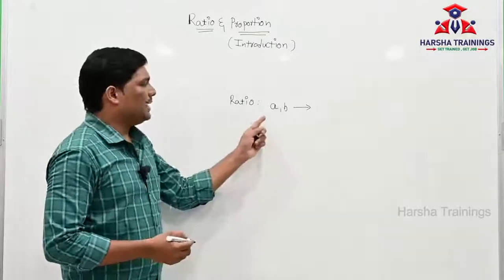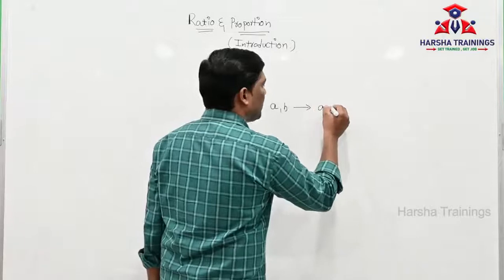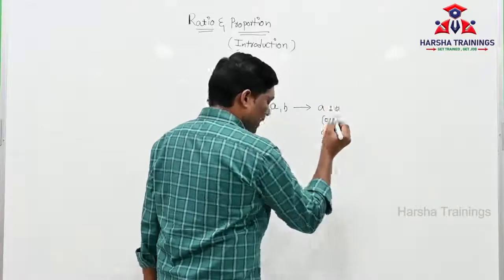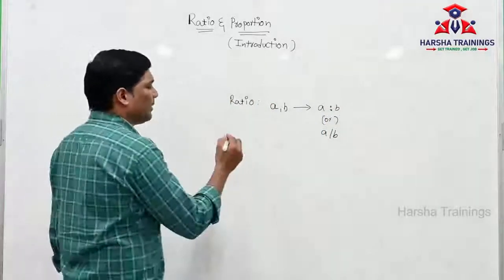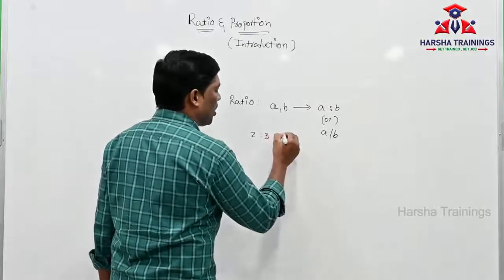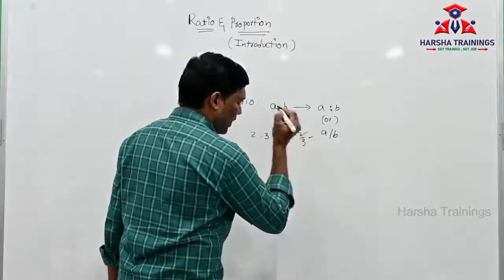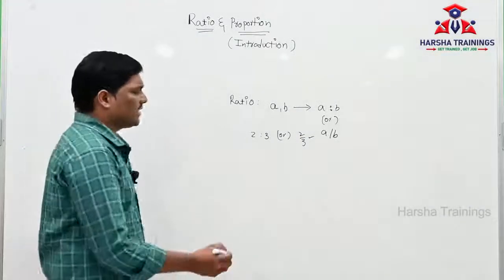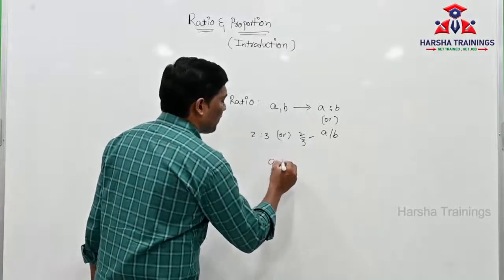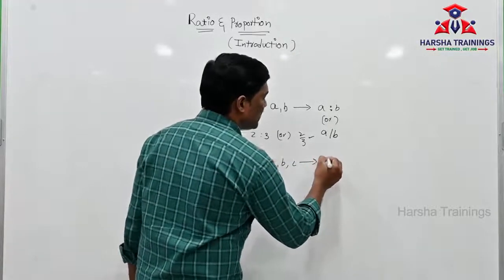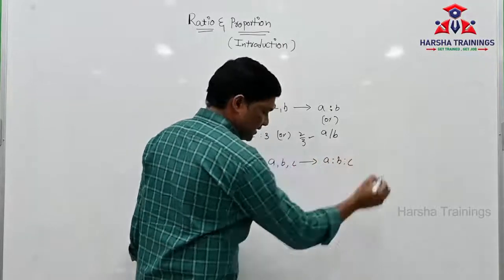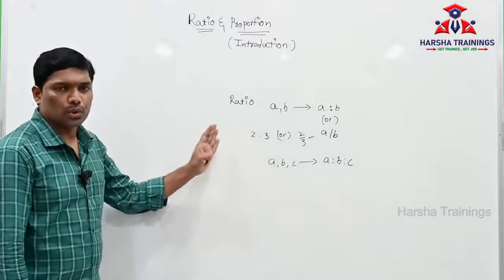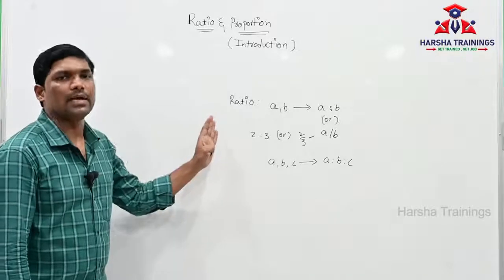For example, A comma B, the ratio is A is to B, or A by B is the same. For example, 2 is to 3 or 2 by 3 is the same. For three quantities A comma B comma C, the ratio is A is to B is to C. Just remember guys, ratio means two quantities of the same units is called the ratio.